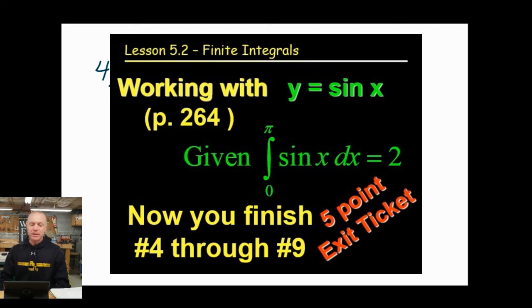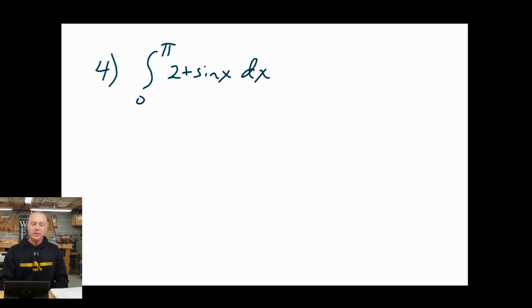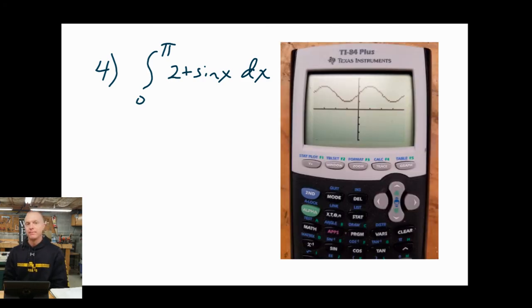Okay, so the first one here is number 4. It's the integral of 2 plus sine from 0 to pi. Now, type that in your calculator, but I want you to know that I'm going to give you a little hint on this one. I would have given it to you if we had been in class anyway. We want to make sure that you're getting off to the right start.